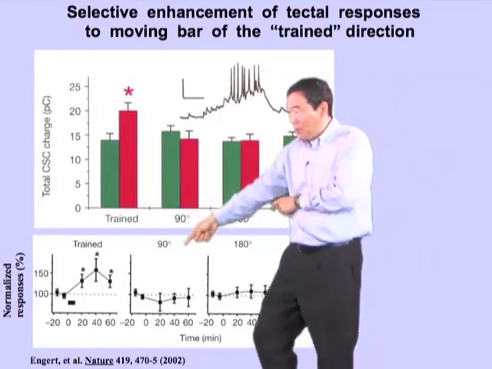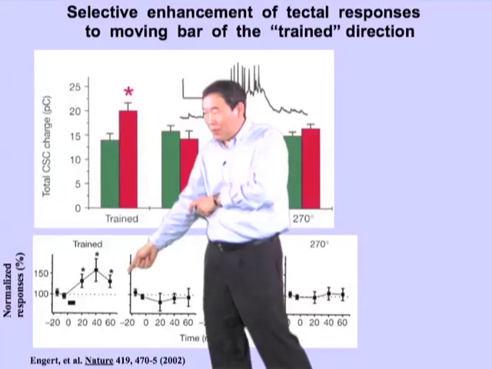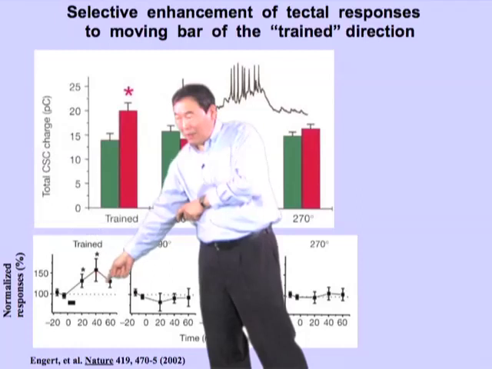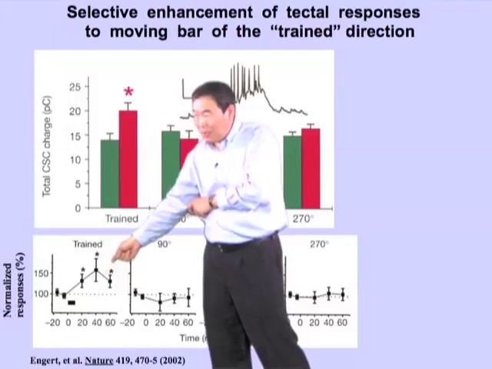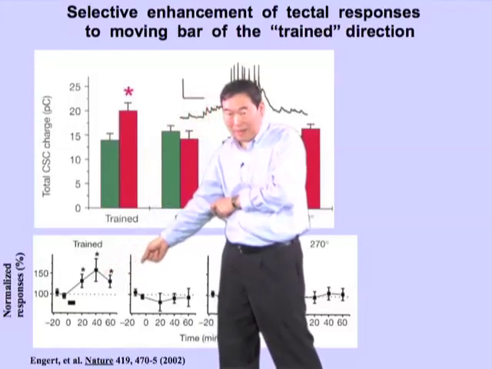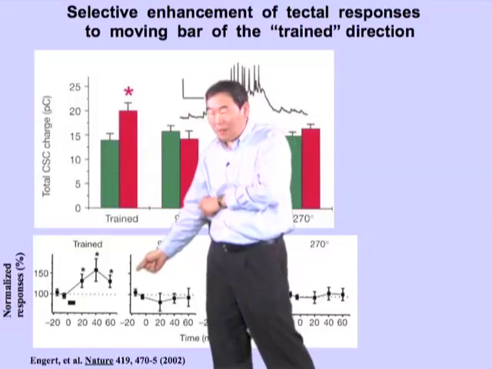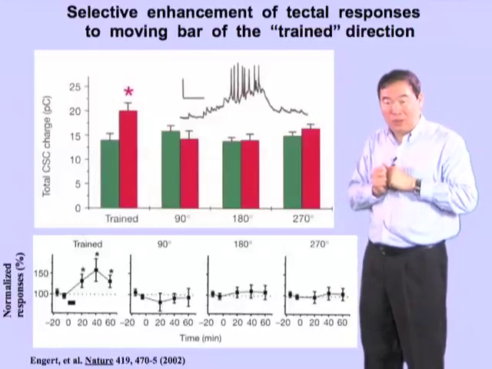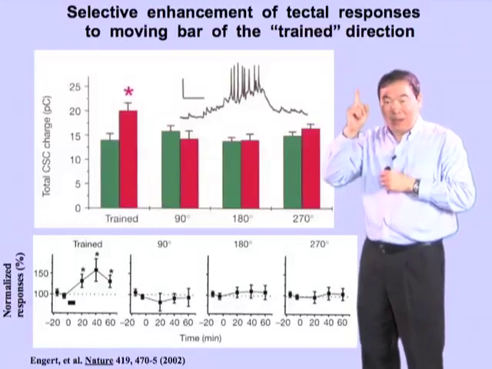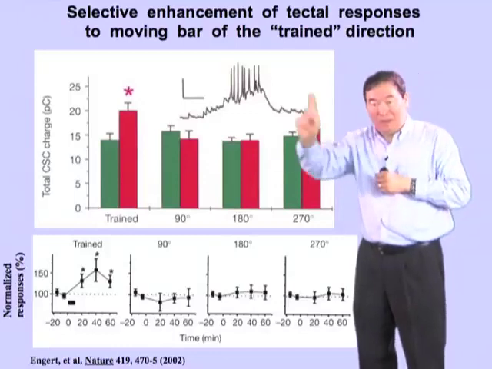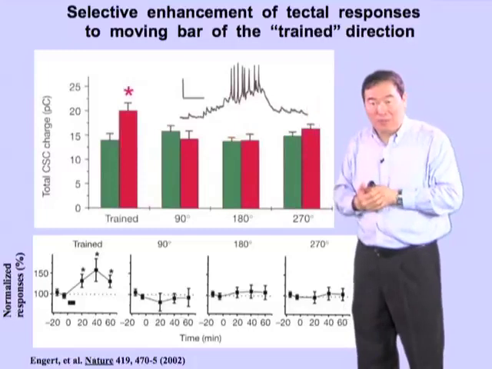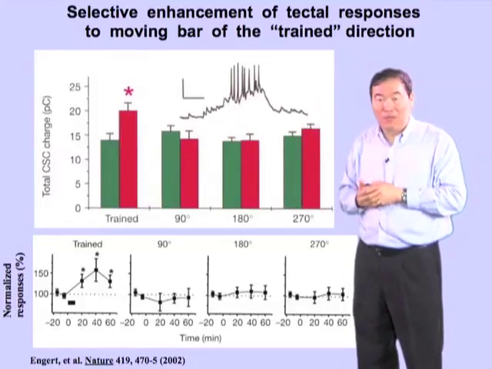So here's the time course. The total response before training is at this level. After training, a period of a few minutes of moving bar stimulation, the response goes up and it continues to be high for almost 1 hour. So there's a long-term selective response to that trained stimulus. The cell remembers that the trained direction is the one in which it should fire more spikes. Right? This is long-term memory for sequence.